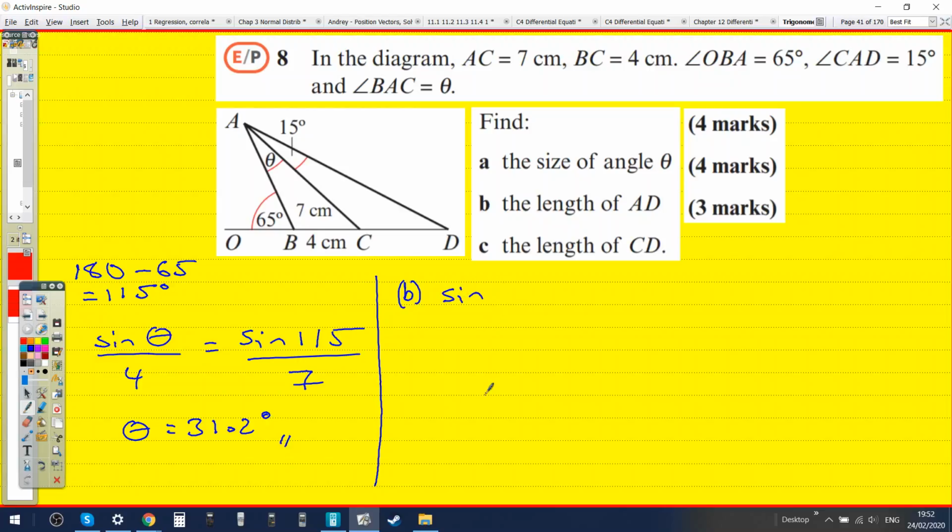Oh right. Will it be that? So do I need to do 15 plus theta? So 15 plus 31.2, which is equals to 46.2. Wait, so would I then need to do 180 minus 46.2 minus... no, sorry, minus 115. Okay. And then that'll give the missing angle, which will be 18.8.